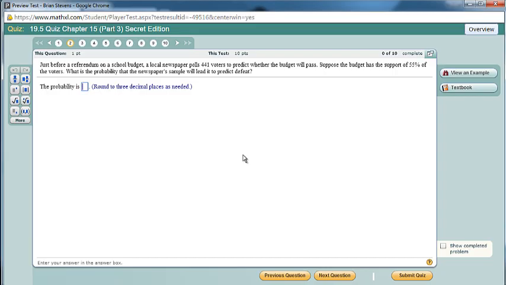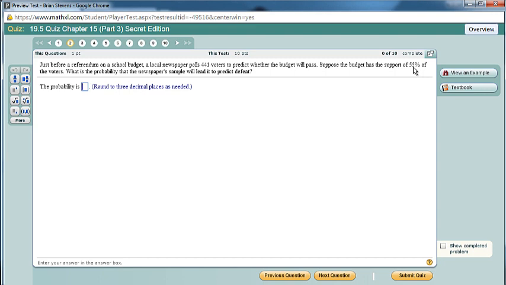Here we are on question number 2. On question number 2, we're looking at a school referendum. And they want to look at the probability that the newspaper's sample will lead it to predict defeat. In this problem right here, the budget has the support of 55% of the voters. This is the truth right here. Does everyone notice this? This is the truth. 55% is the actual truth.